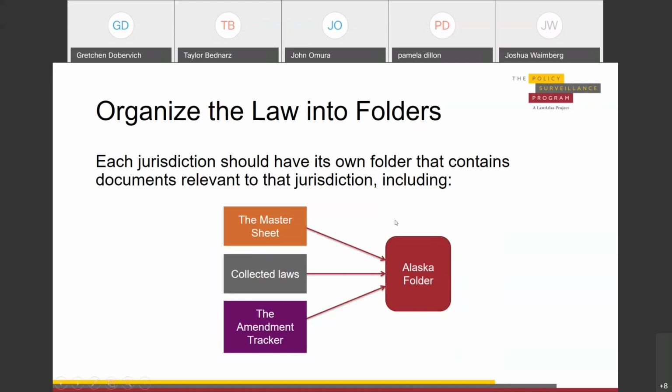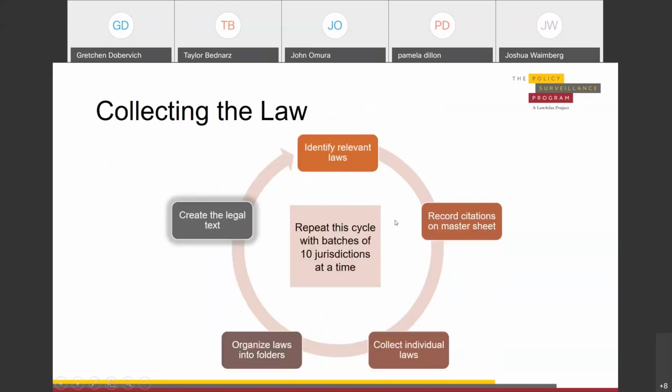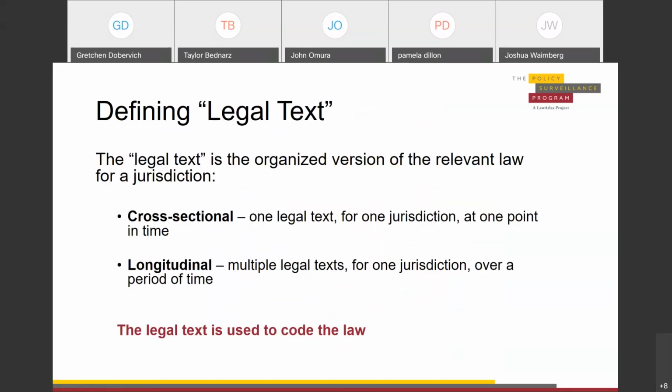So now, once we organize our laws into documents, and organize them into folders, we're now ready for the final step in collecting the law, which is creating the legal text. But what do we mean by creating the legal text? What we mean is the organized version of the relevant law for a jurisdiction. For cross-sectional projects, this is a relatively simple step. There is one legal text for each jurisdiction, as we are only looking at one single point in time.